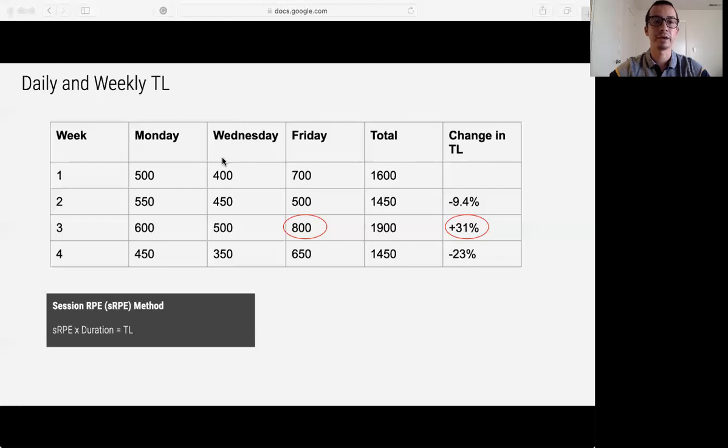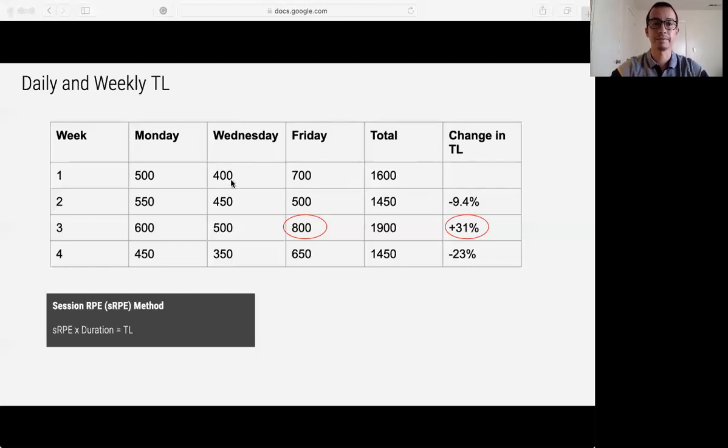And then we have this big increase in week 3. So as coaches, we can look at this and say, hey, talk to the athlete, ask them what's happening between Wednesday and Friday that may be causing this big spike for that training load on Friday. Or we can go to the previous week and ask them if they completed the work that was asked of them on that Friday where they reported a training load of 500.